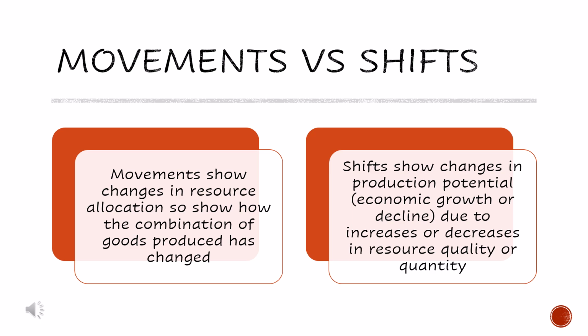It's really important that we know the distinction between movements of the PPF and shifts. So movements show a change in resource allocation, and this indicates that the combination of goods produced in an economy has changed. Whereas shifts show the changes in production potential, and this translates to economic growth or decline. And this is due to an increase or decrease in the quality or quantity of resources available.